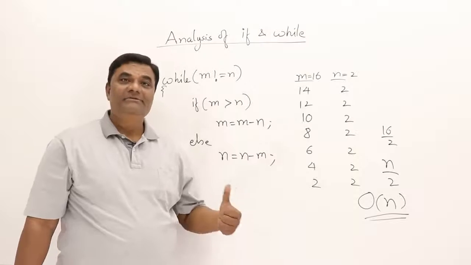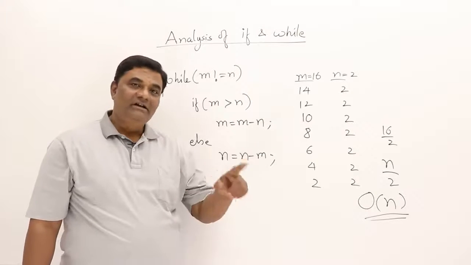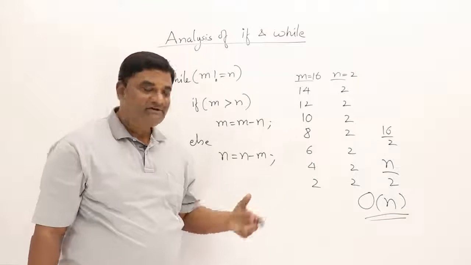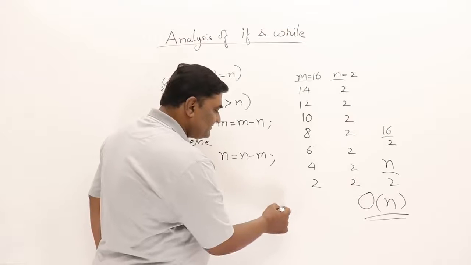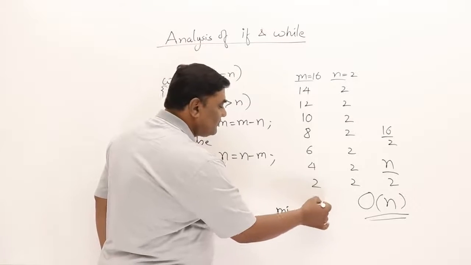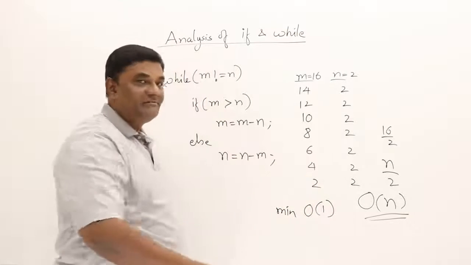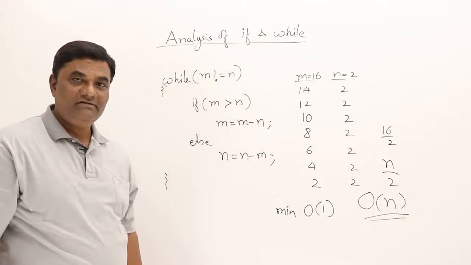And what is the minimum time taken by this algorithm? It is 1, meaning 1 time it is executing. So minimum time is order of 1. Maximum time is order of n.